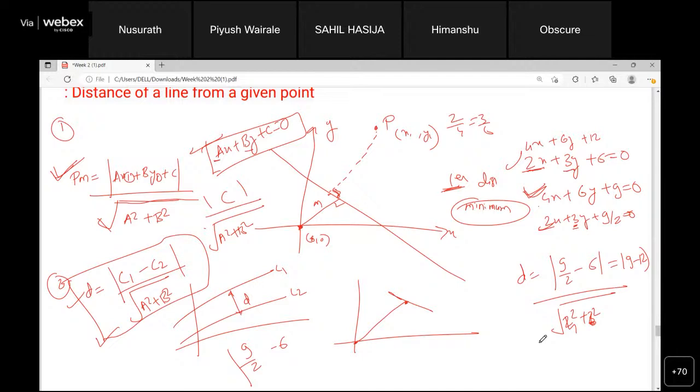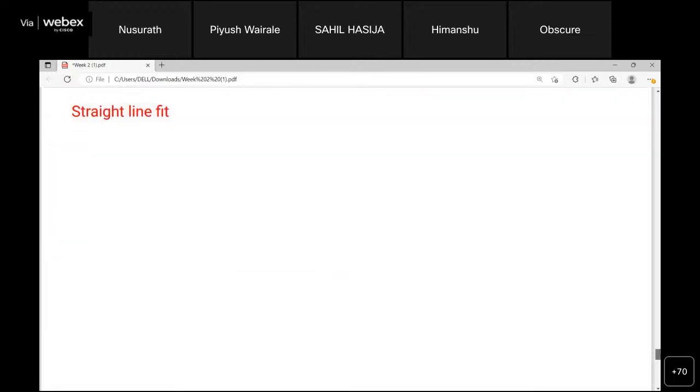Can you explain the SSC sum squared error? Yes, after that, that is the last point. We're discussing that only. Yes, sir, I also have a doubt in it.